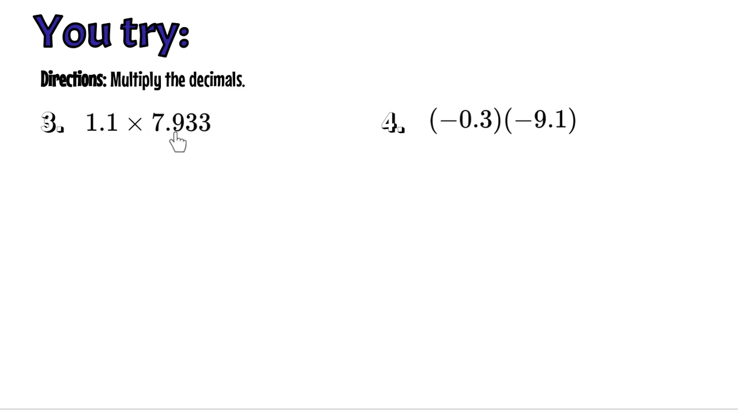It's much easier to put this number on the top in our multiplication problem and this number on our bottom. It's not going to matter. Your answer is going to be the same, but the process is easier when we have fewer numbers on the bottom than on the top. So since it doesn't matter which number goes on the top and which goes on the bottom, we're going to put the bigger number, or the number with more digits, on the top, and the number with fewer digits on the bottom. Just a little trick that helps you set up your problem to make it a little bit easier for yourself. So pause the video now and do numbers 3 and 4 on your own.